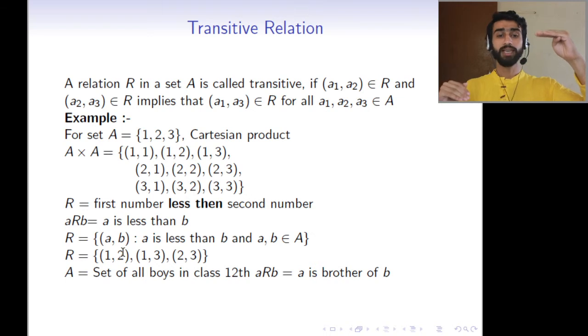See, is it there? Yes, of course, this pair is also in the relation. So such a type of relation, 1, 3, 2, 3, this is a transitive relation. You must have the clarity.